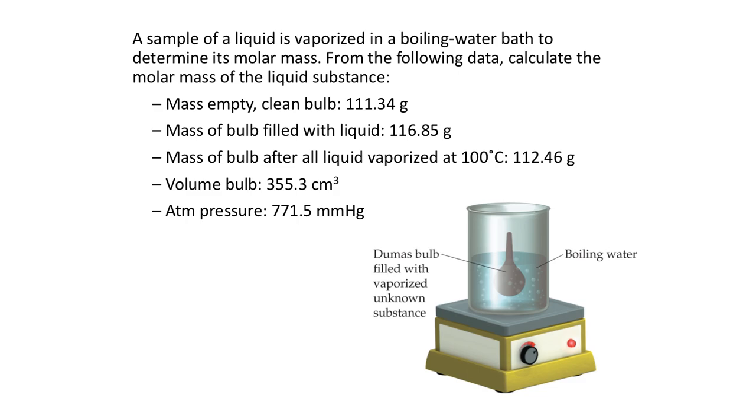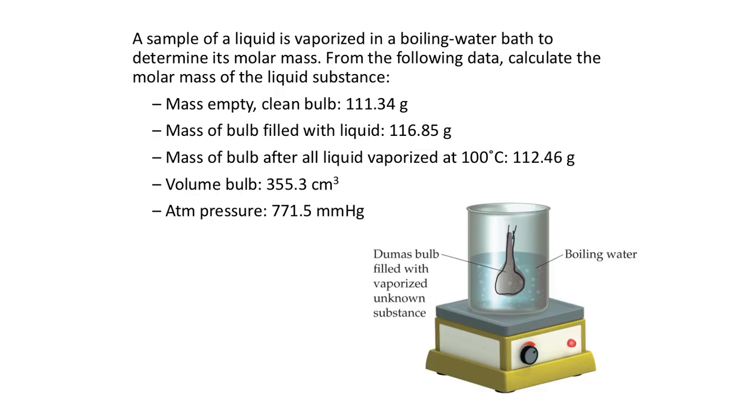Let's take a glance at this problem here. I don't think we're going to be able to solve it, but I think it would be good to think about this problem twice anyways. The problem here shows us a technique that we can use to determine the molar mass of a gas sample. So the way this works is you take a bulb. This is just a bulb that has a little opening to the atmosphere, and it's called a Dumas bulb.